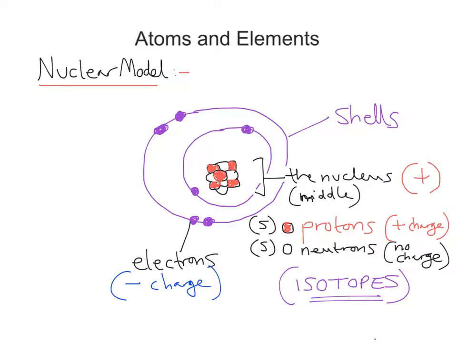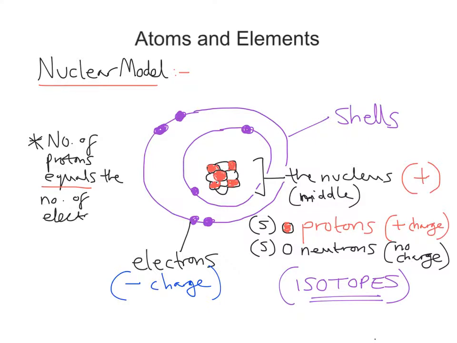Now, the number of protons equals the number of electrons. That is really crucial to say. And we'll put that just up here as a note. So the number of protons equals, and that's really crucial that it equals, the number of electrons. So overall, the charge on an atom is, well, neutral.